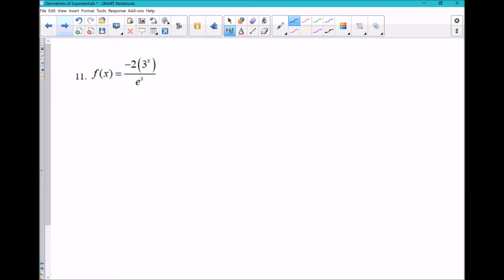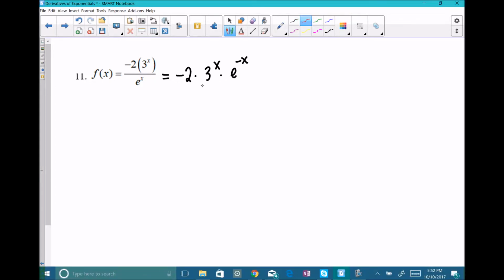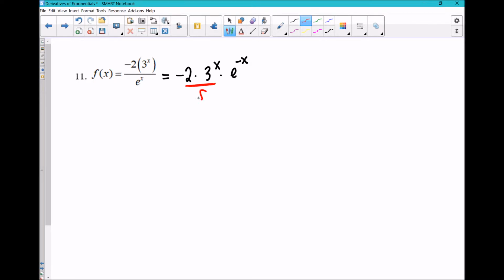All right, f of x equals negative 2 times 3 to the x all divided by e to the x. We've got some options here. You can do the quotient rule, or you can rewrite it, which is what I'm going to do. The negative 2 is simply a coefficient of everything else, and this is times e to the negative x. Okay, so I am going to use the product rule. This is going to be my f, and that is going to be my g.